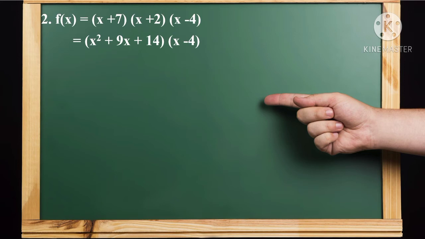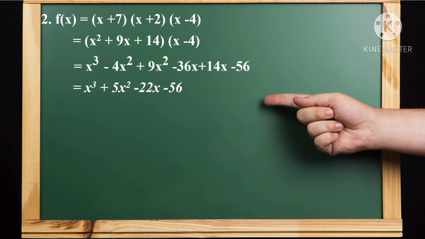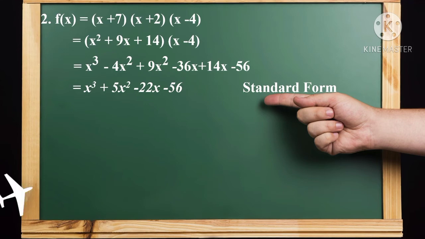So using the distributive property, we can get x cubed minus 4x squared plus 9x squared minus 36x plus 14x minus 56. So you will combine like terms and you can get the final answer, which is x cubed plus 5x squared minus 22x minus 56. So in this example, it is considered standard form since the exponents are in decreasing powers.